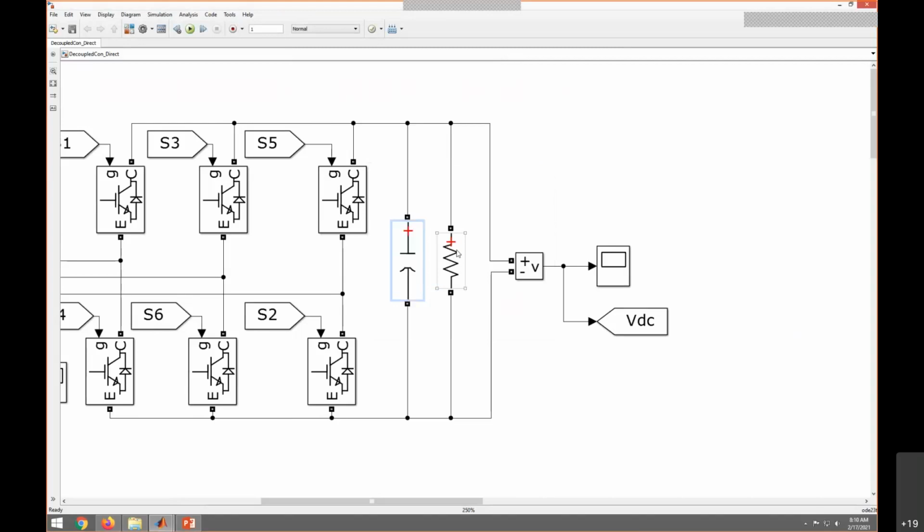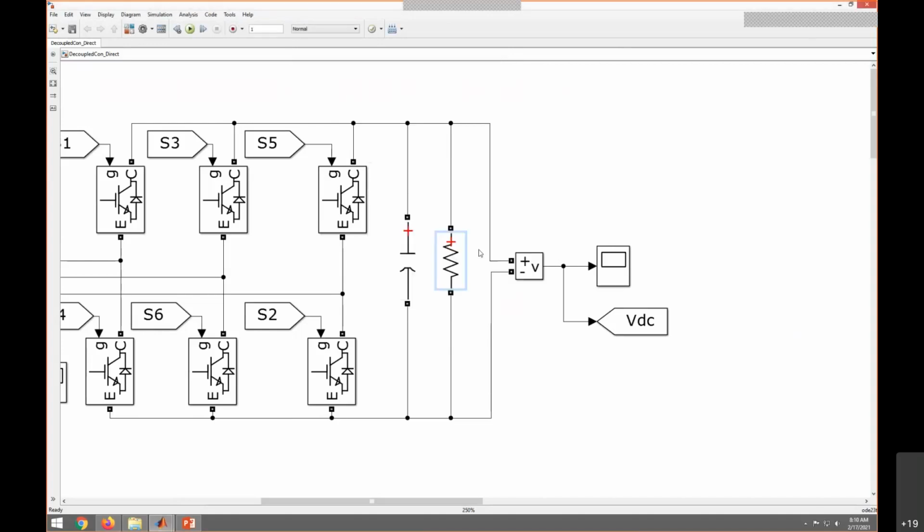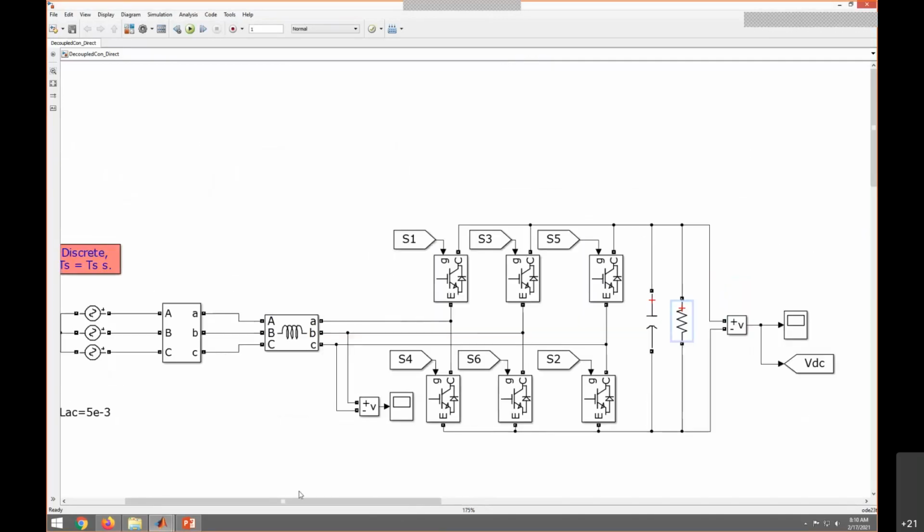This DC heating element has its resistance given as 10 ohm, so I selected a 10 ohm element here. That means this will act as the load. I'm measuring the voltage across this point and labeling it as VDC. Here I'm measuring the source voltages, phase voltages, source currents, and also the DC side voltage.